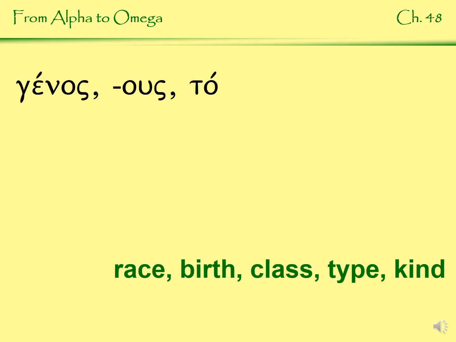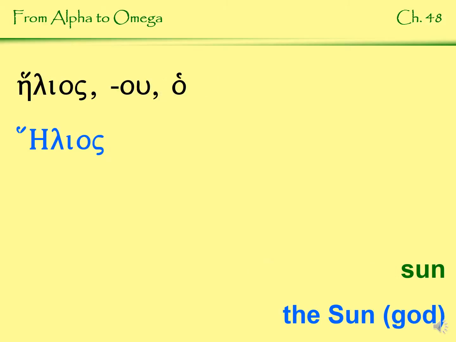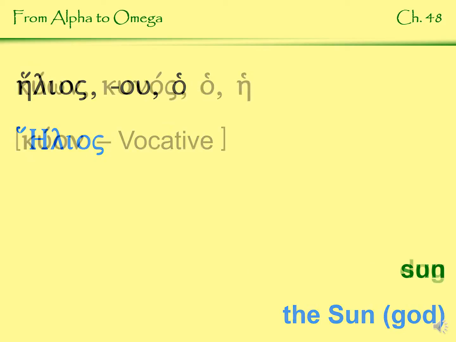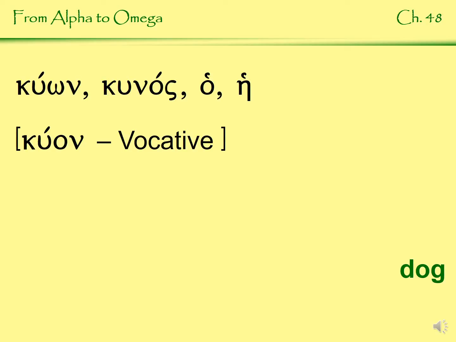Genos, -ous, race, birth, class, type or kind. Think science class, a genus: kingdom, phylum, class, order, family, genus, right? Type or kind. Helios, ho, that means sun. Kuon, kunos, that's epicene, so it can be ho or he, masculine or feminine, means dog. Notice that only the nominative singular or the vocative have that unusual root, otherwise it's built off of kun. So kuon, dog.